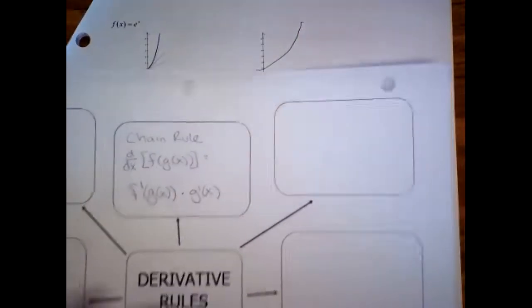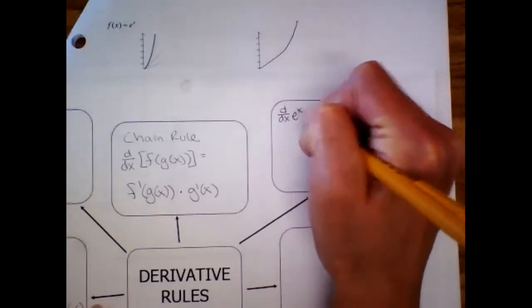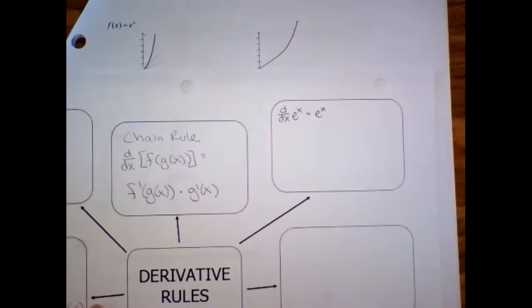It's the same. All right, so I'm going to use this little bubble right here. The derivative of e to the x is e to the x. It's like the best one.